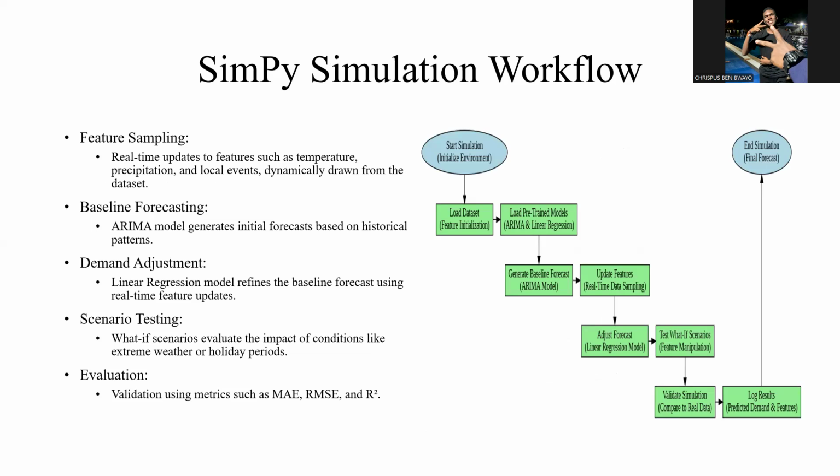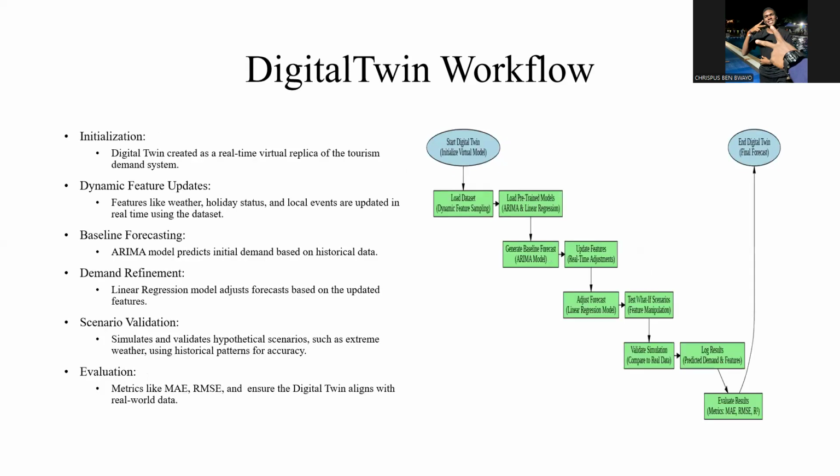So it starts with feature sampling, whereby the real-time updates of the features, for example the temperature, the precipitation, and the local events, remember, are being sampled directly from the dataset. Then the baseline forecasting to establish the trend. Then demand adjustment, which is performed by linear regression after sampling of the values from the dataset. Then we also went on to perform scenario analysis. So this is how it works, it runs through. Then evaluation as well.